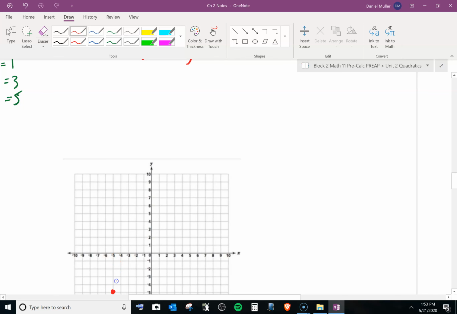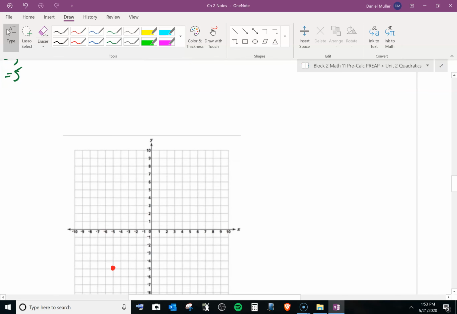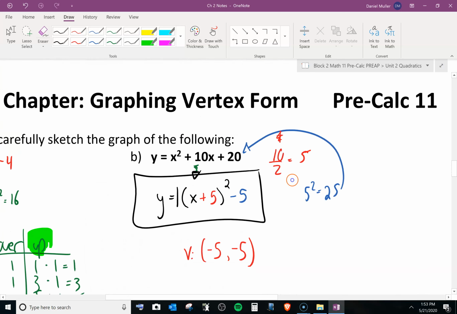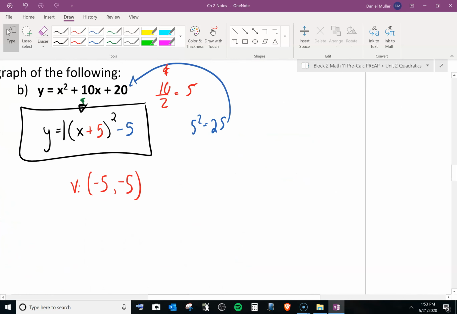So that's right there, -5 and -5. Next, I will do an over, up, down. So there's my over, and this is heading up, so I'll just write up. I know it's heading up because it's a +1. Any positive number tells you that it's going to head up.